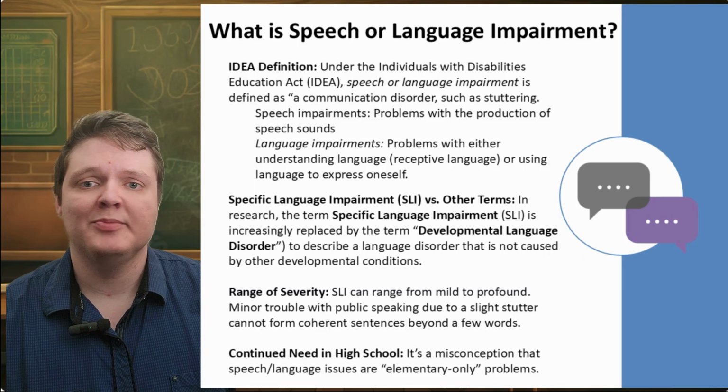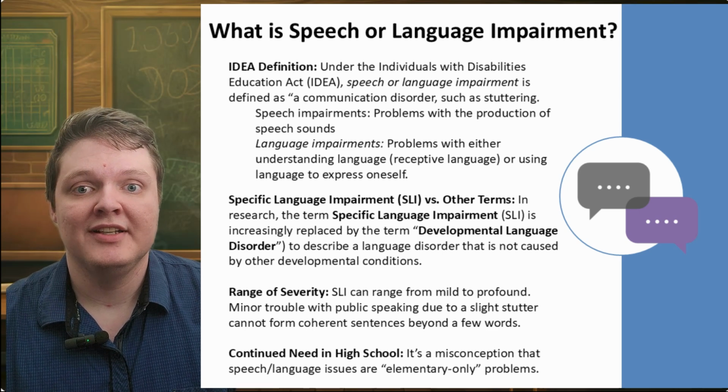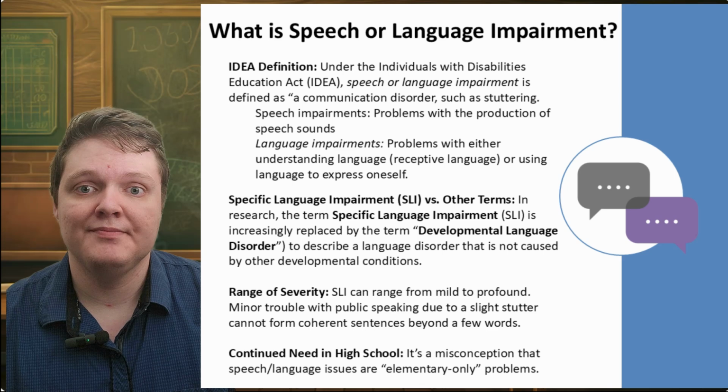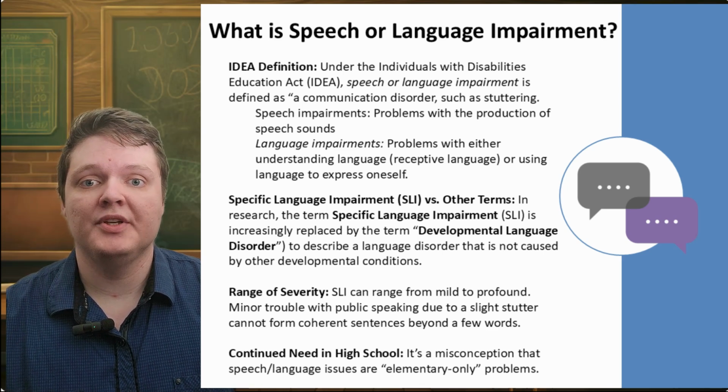What is speech or language impairment? Under IDEA, it includes stuttering, articulation problems, and trouble understanding or using language. Some students need small adjustments, while others need ongoing support.